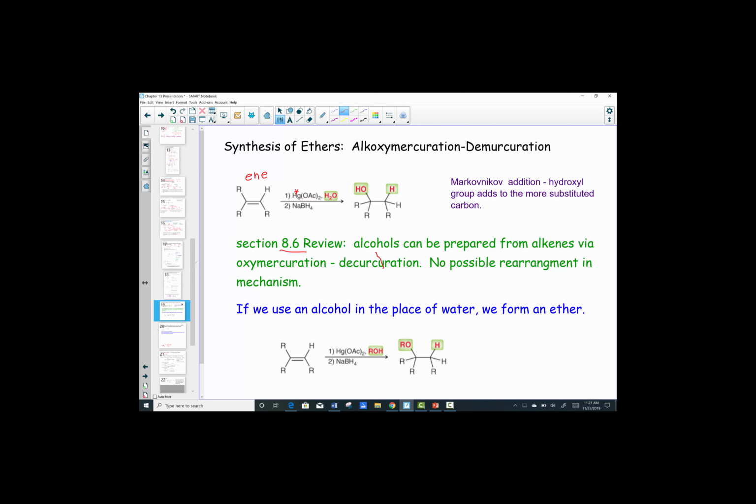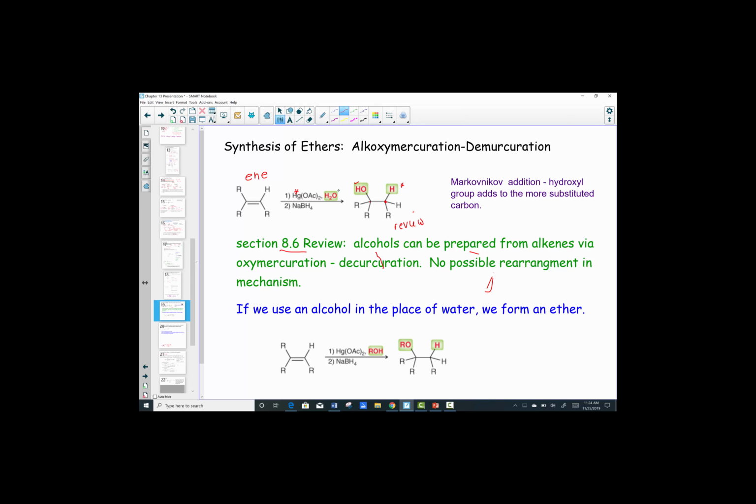And in the second step, you see that we had used sodium borohydride to actually replace the mercury with hydrogen at the last step. Notice our mechanism, it's Markovnikov. The hydrogen adds to the least substituted carbon in the first step, and then of course the alcohol would form on the carbon that is most substituted. So that is a review mechanism. Starting with an alkene, we produced a Markovnikov addition to an alcohol.